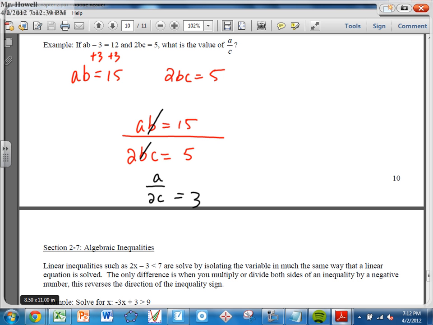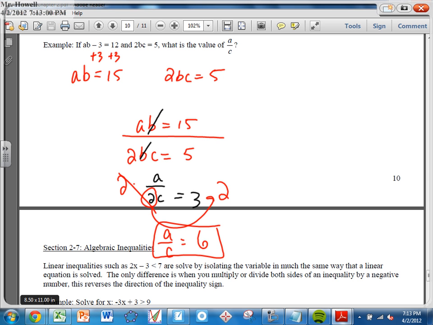But I want a over c. So this 2 is in the denominator. So I need to take this 2 and move it on up to the numerator. Or remember, just multiply both sides by 2. The 2's cancel. You're left with a over c, and 3 times 2 is just 6. So the quantity a over c is equivalent to the number 6.